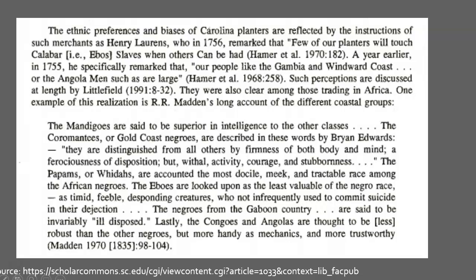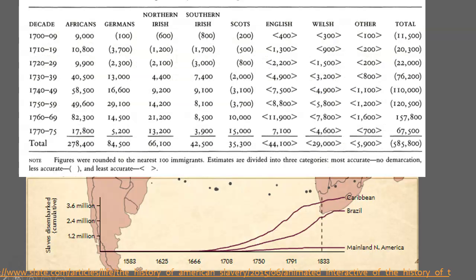The Gaboon Africans are said to be ill disposed. Maybe that means they get sick a lot, or they're kind of temperamental, or whatever it was. But even the people that were purchasing the slaves knew that depending upon the area they came from, they got a reputation. I found that very, very interesting.